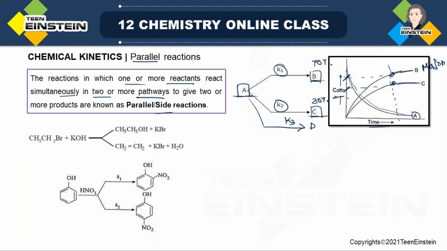Now look at these examples. These are from organic chemistry. CH3CH2Br in presence of base. Here we are getting the substitution product, that is Br is replaced by OH, and we are also getting the elimination product where HBr is removed. So this is a substitution reaction, this is an elimination reaction, but both are going on. So it is also an example of a parallel reaction. Second example, we have taken phenol in presence of nitric acid. Two types of product: in one type we are getting orthonitrophenol, another one we are getting paranitrophenol. So this is also an example of parallel reactions.